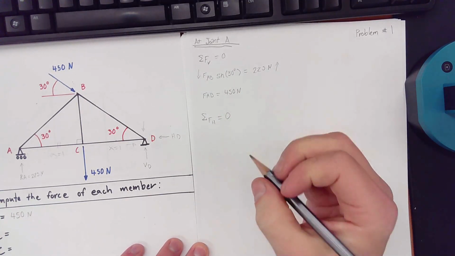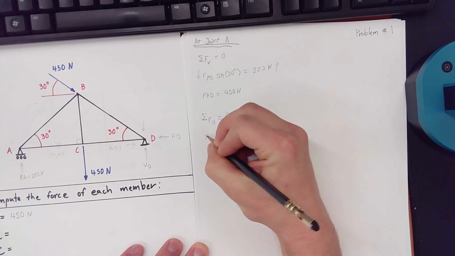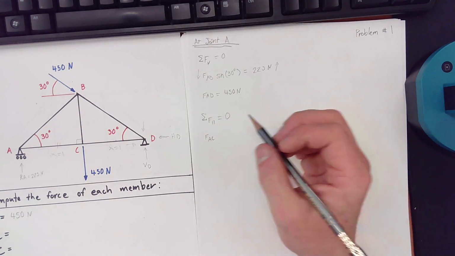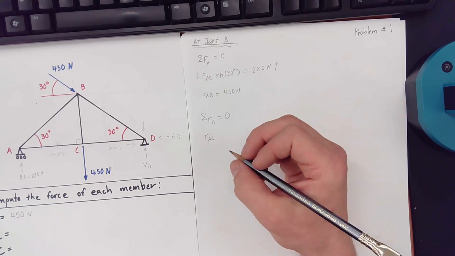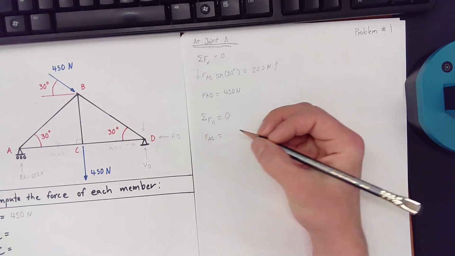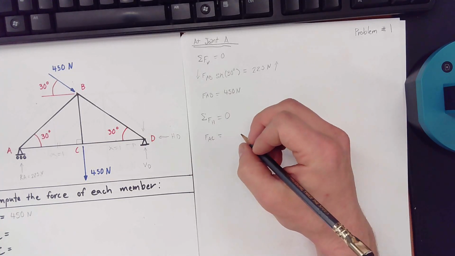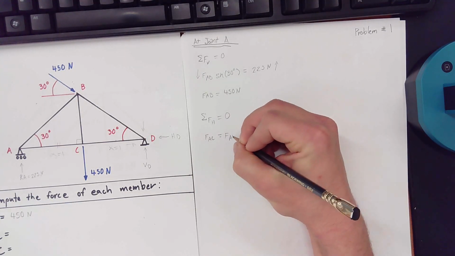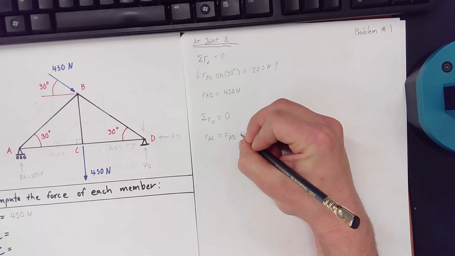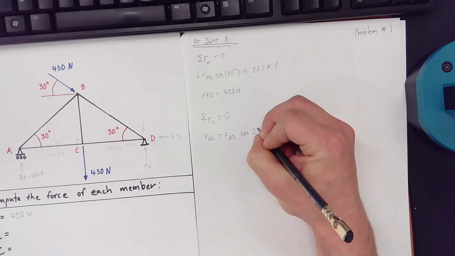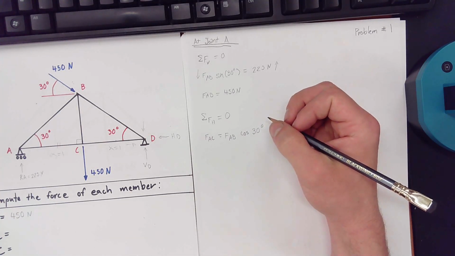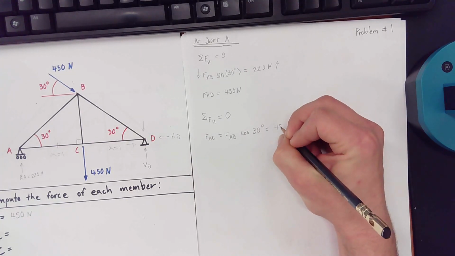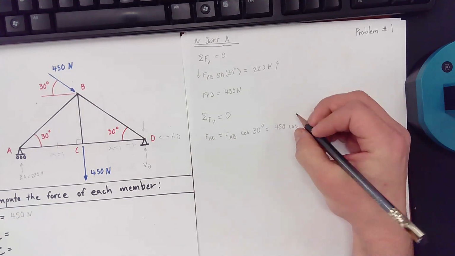All right, so our equation now would be F, the forces, acting on AC, because we're replacing the sum of the forces acting, is equal to the forces acting in AB cosine 30 degrees, which must equal to 450 cosine 30 degrees.